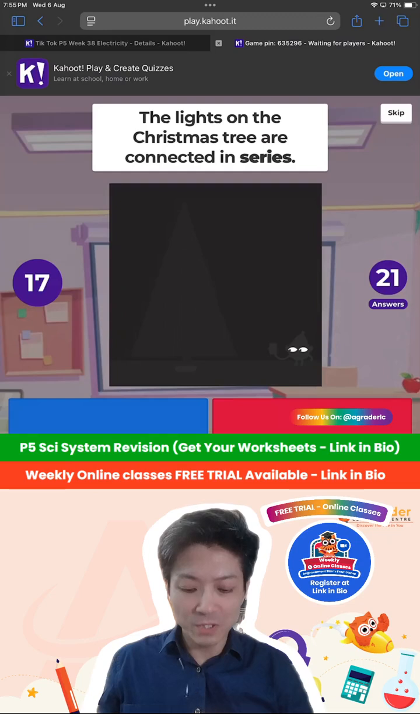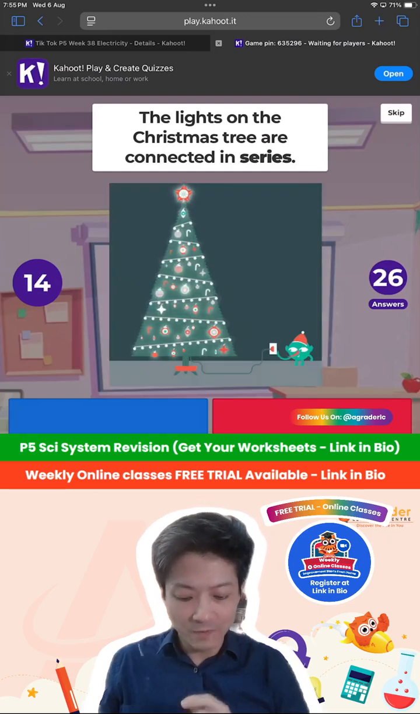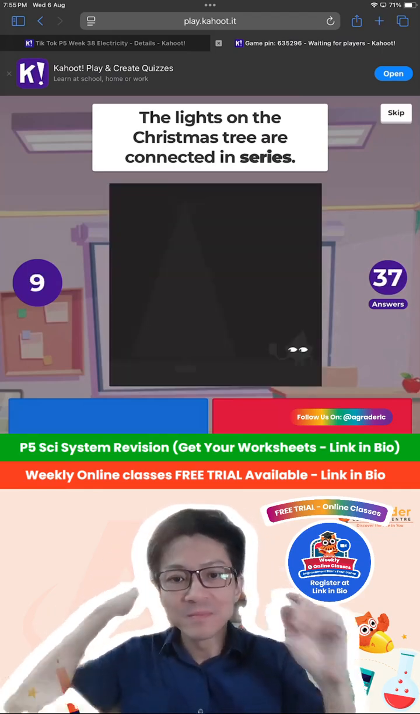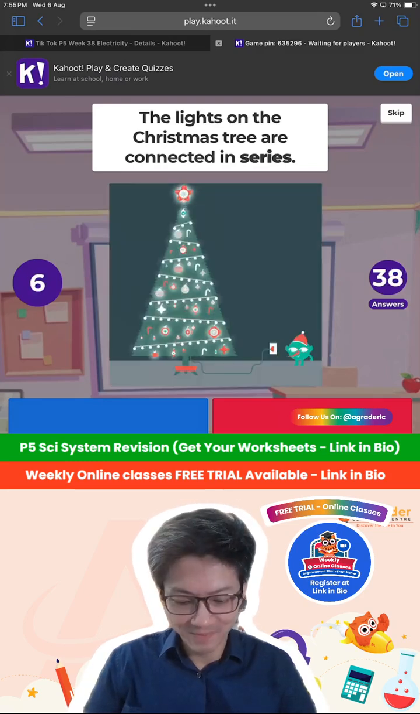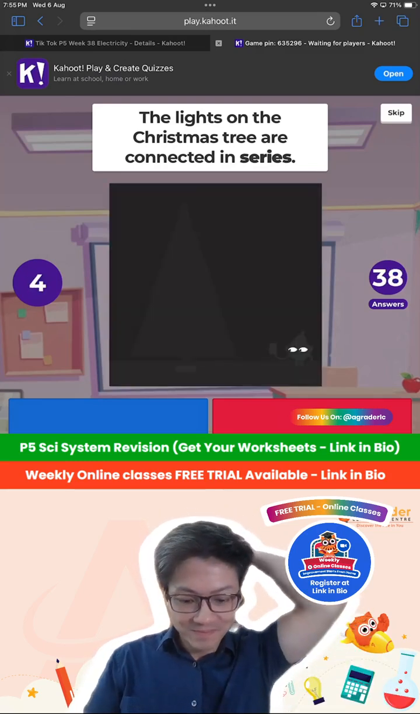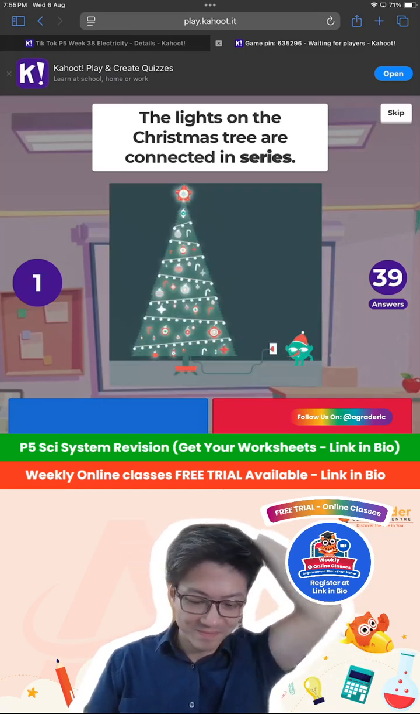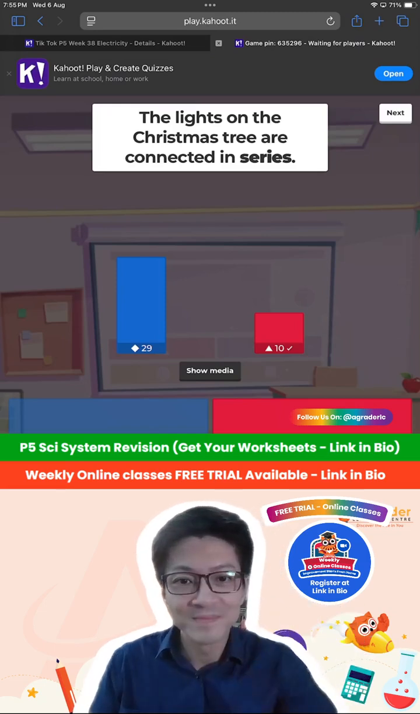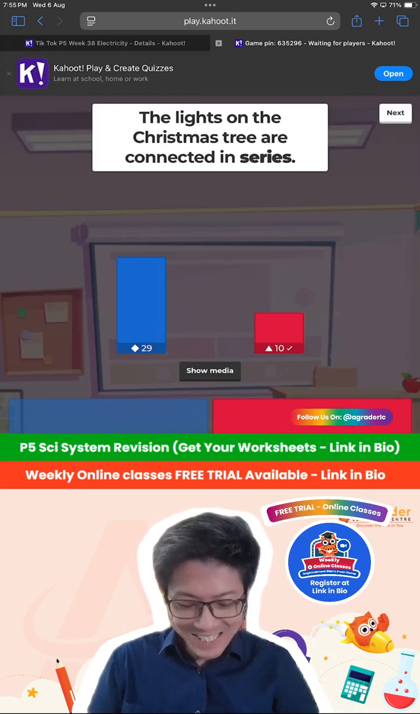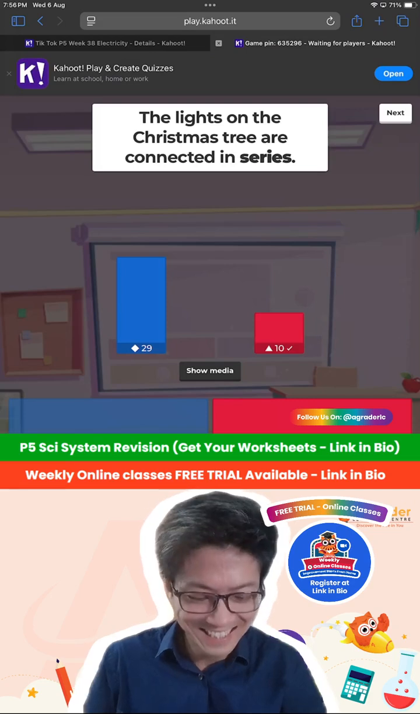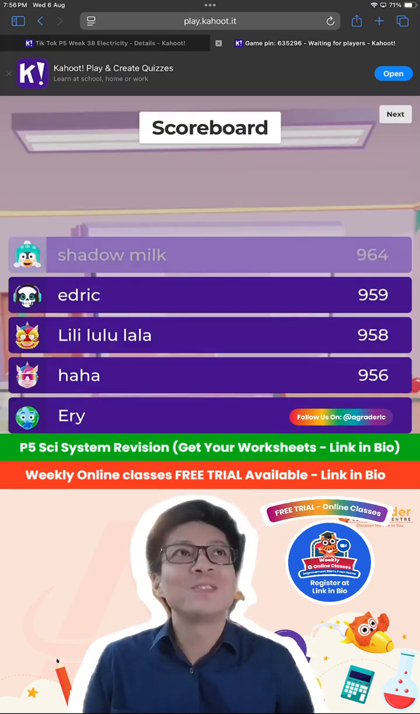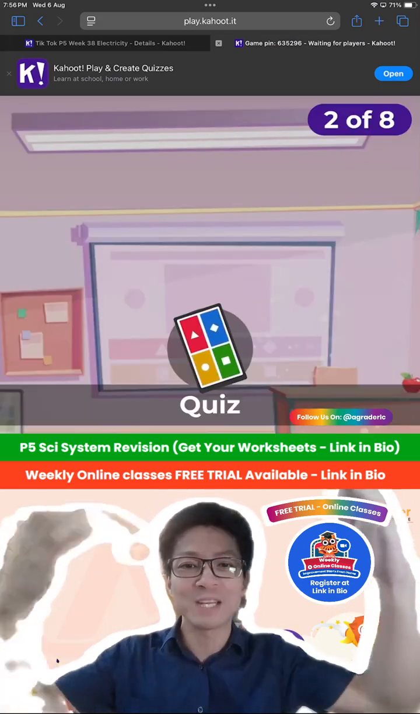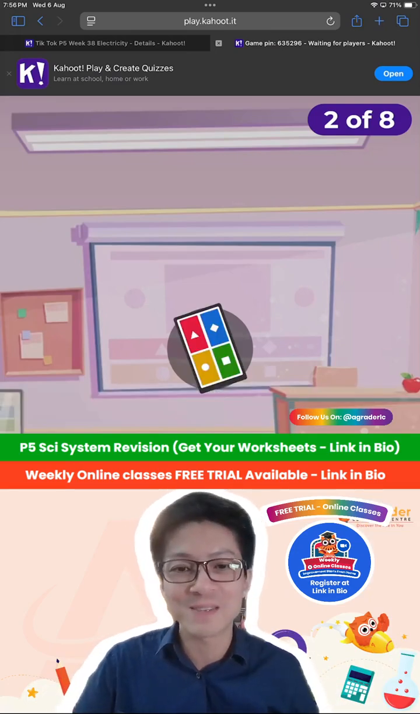The lights on the Christmas tree are connected in series. True or false? Okay, it is false. I actually set this question. If it is connected in series, that will be a bad idea because if one of the bulbs fuses, then everything will not work anymore, right? So it's all connected in parallel.